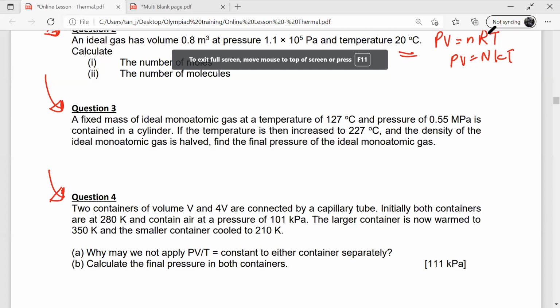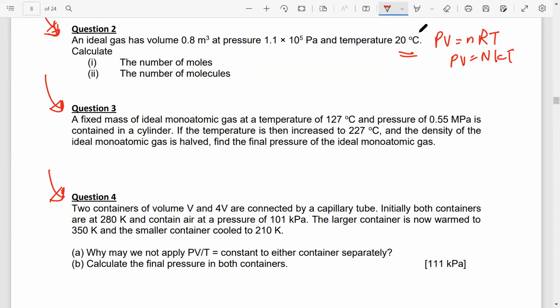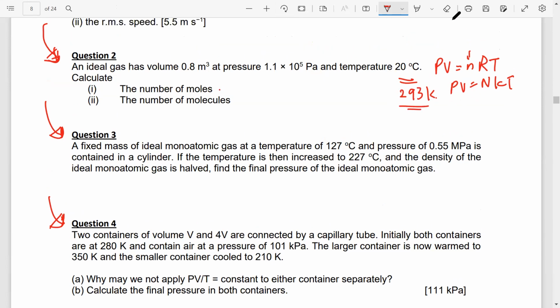So 20 degrees, I think for Olympiad, we'll still use 273. So 20 plus 273, you'll get 293 Kelvins. Okay, so for 293 Kelvins, you need to sub this into PV equals to nRT. So for number of moles, you're finding n. Okay, R is 8.31.